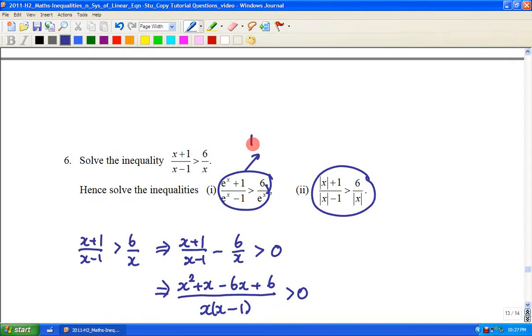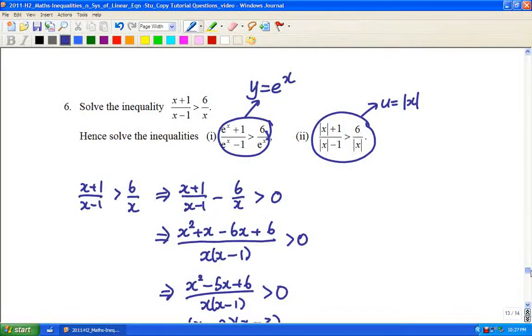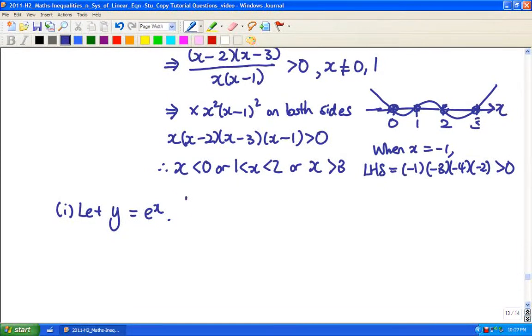In this case, for part 1, we'll let y equal e to the power of x. For part 2, we'll let u equal modulus x. From part 1, by letting y equal e to the power of x, we actually get (y plus 1)/(y minus 1) is greater than 6/y.